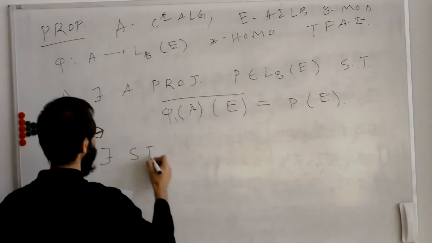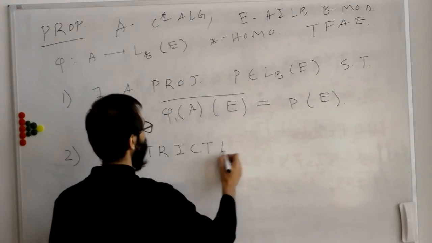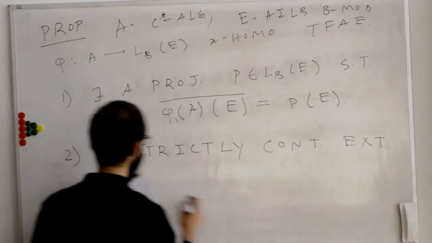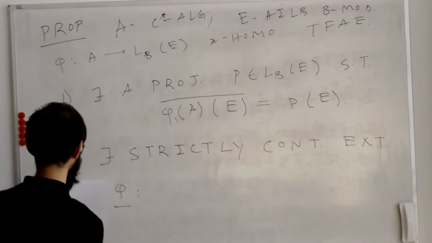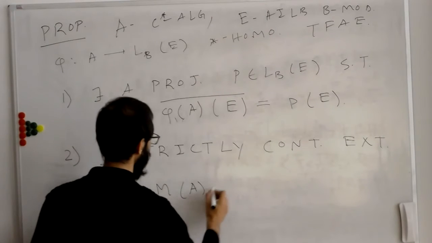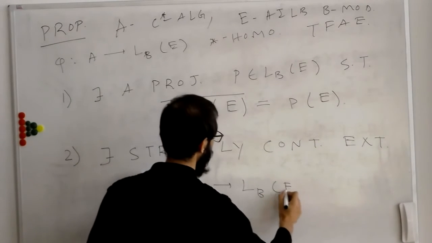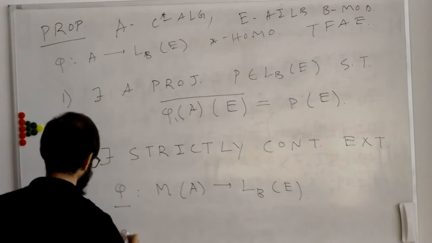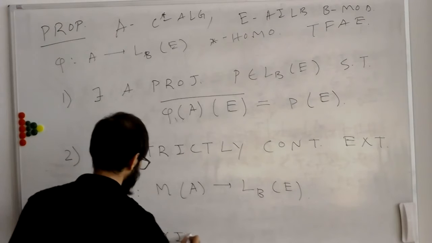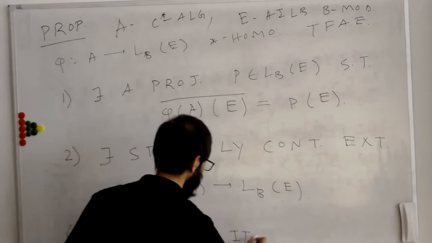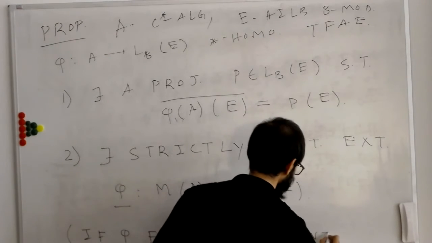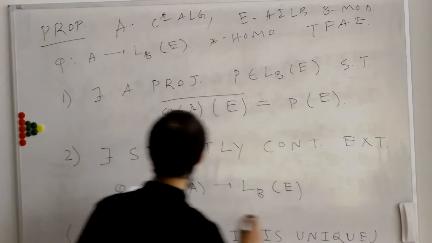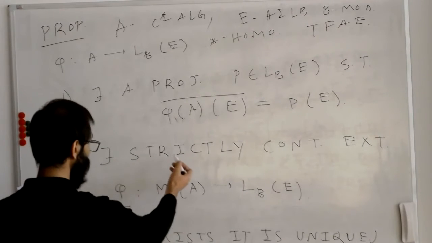There exists a strictly continuous extension phi bar, unital, from the multiplier algebra to the adjointables. And so if phi bar exists, it is a star homomorphism, and furthermore, it is strictly continuous.